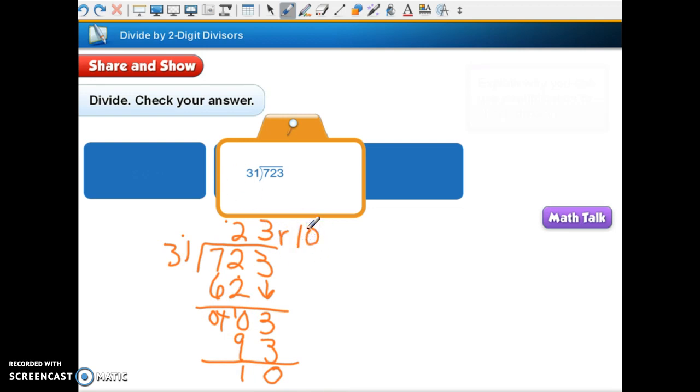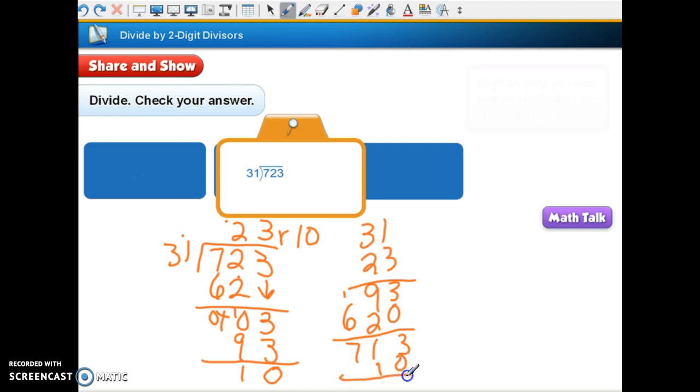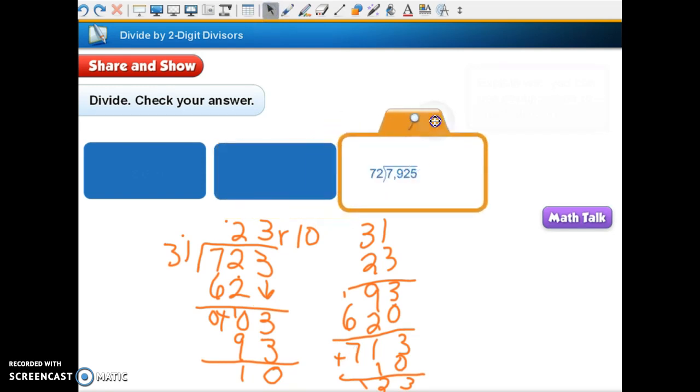Okay? Now we're going to multiply to check 31 times 23. 3 and 9. 0. 2 times 1 is 2. 2 times 3 is 6. 3. 9 plus 2 is 11. 6 plus 1 is 7. So I have 713. And if I add my remainder, I get 723. Okay? We're going to go over here. This is your hot problem number 6. I want you to go ahead and pause the video and do that one.